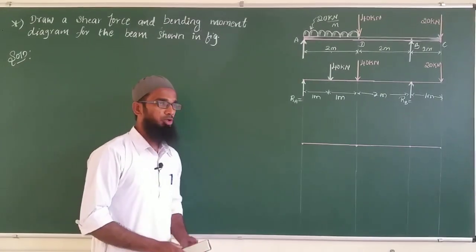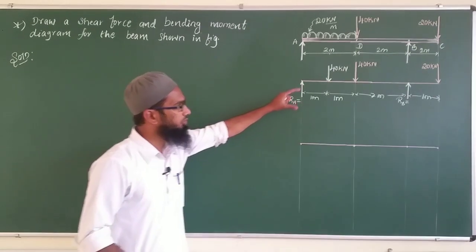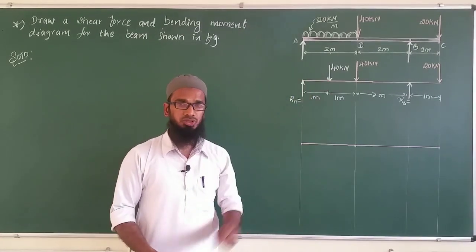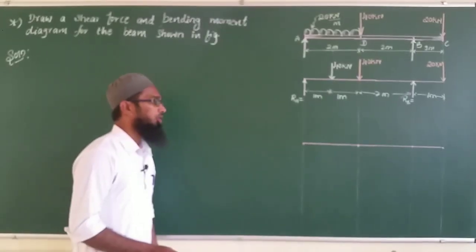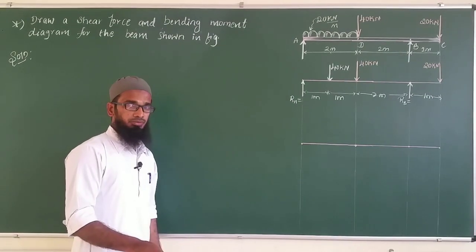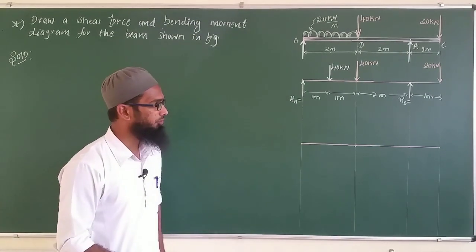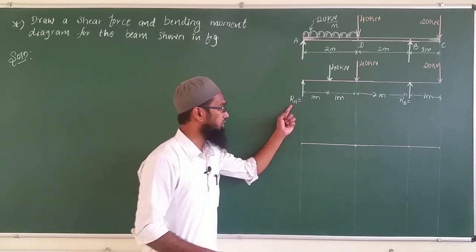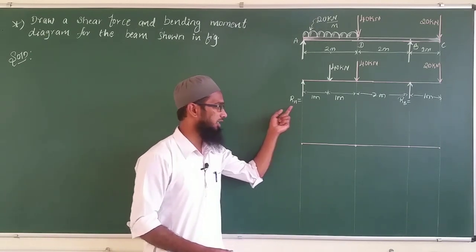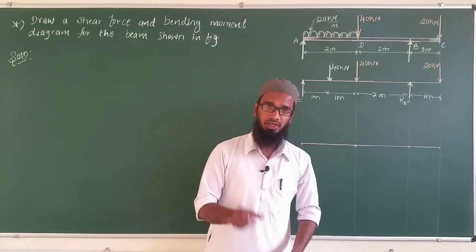After this the problem is very simple. Based on this I can calculate the shear force diagram as well as the bending moment diagram. This is our first step. Now the second step is to find the reactions: I need to find RA and I need to find RB.